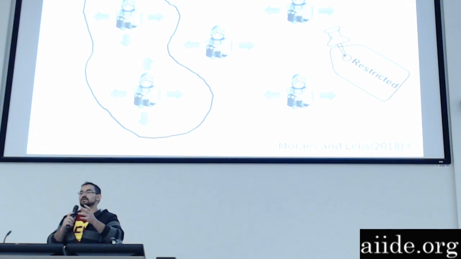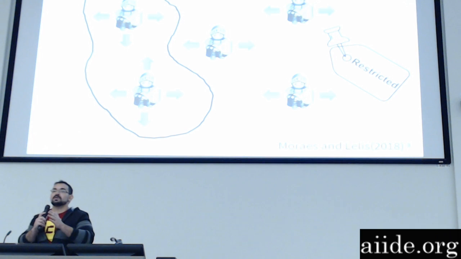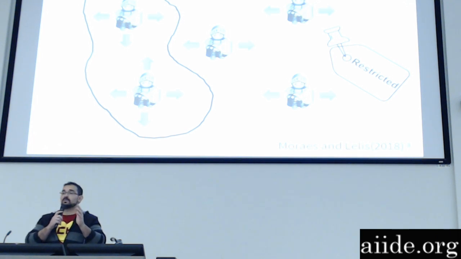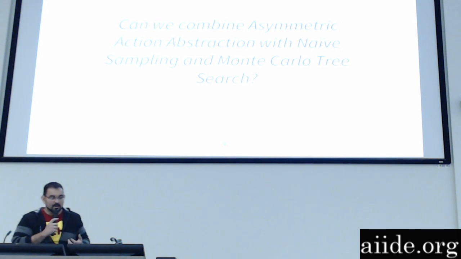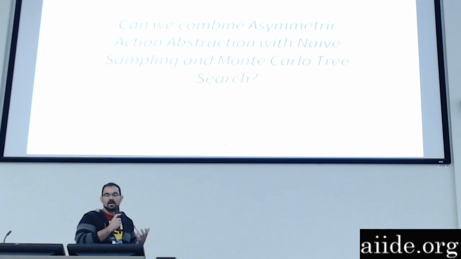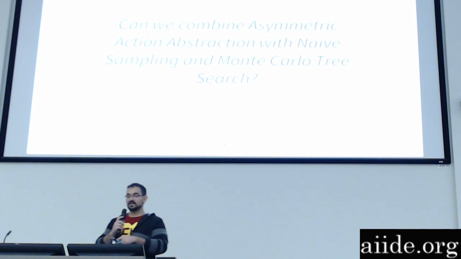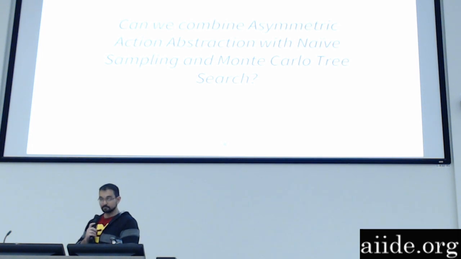Here I label these units strict units, since they just have actions provided by scripts. And I call the other units unrestricted units. Why unrestricted units? Because we can look for all available actions. And why is this important? And what is the principal goal of this paper? Can we combine asymmetric action abstraction with naive sampling and Monte Carlo tree search?